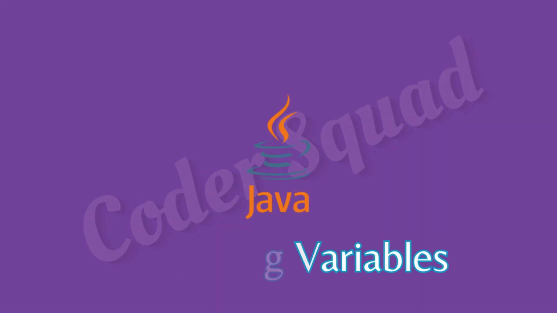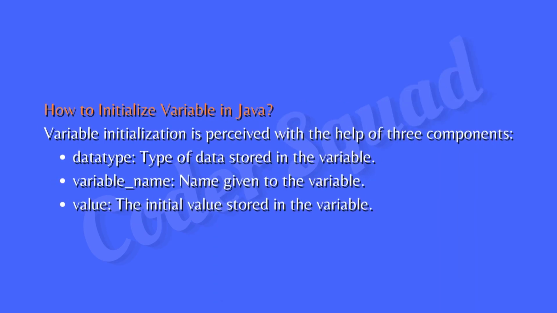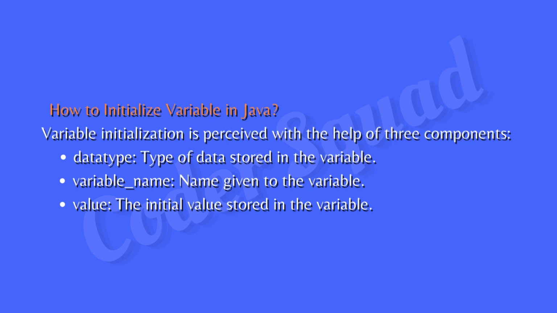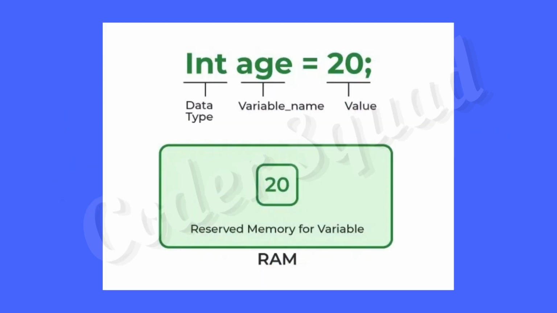Once we've declared a variable, we can assign it a value through a process called initialization. Initialization means giving a variable an initial value. Let's see how it's done.